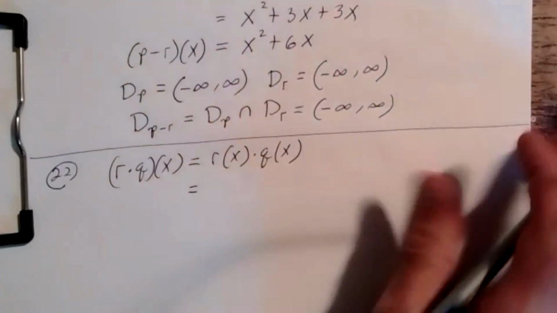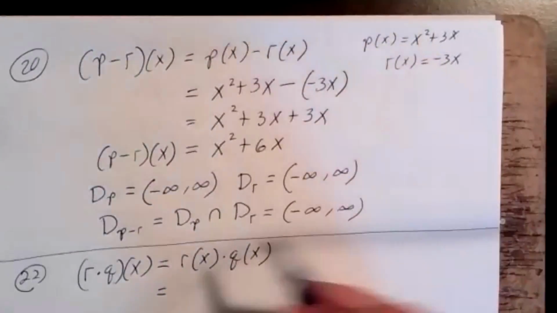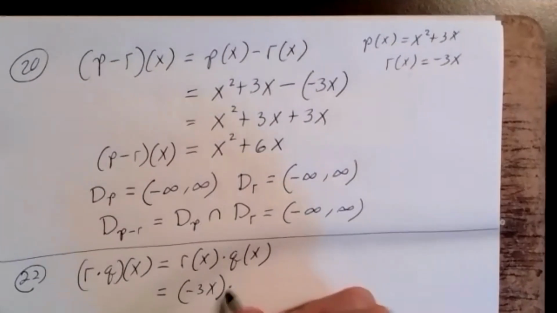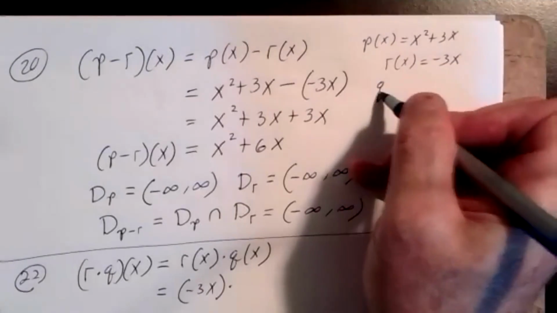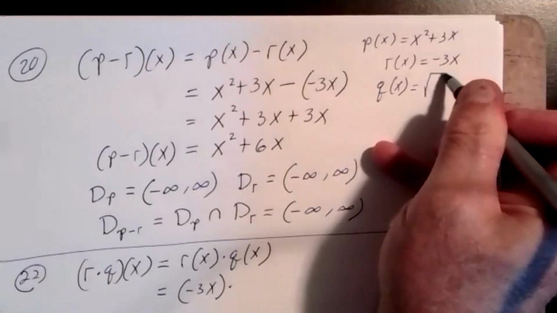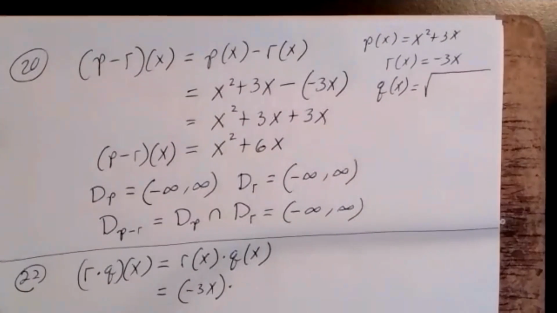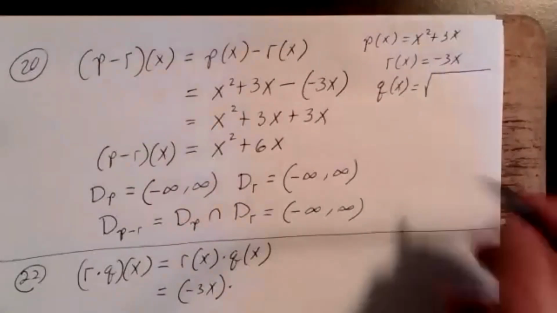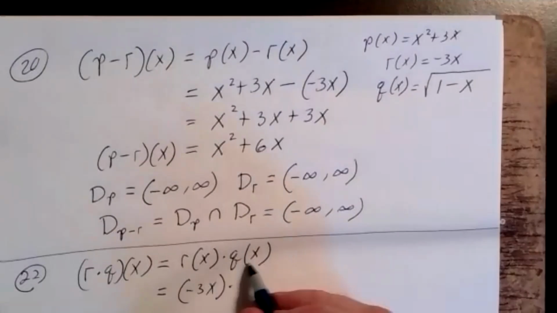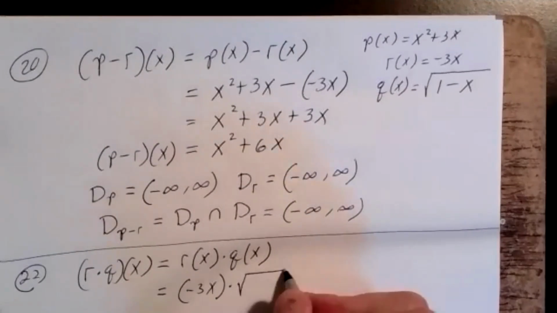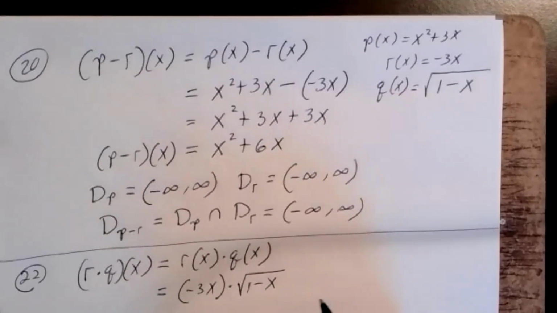But what's R of X? R of X is defined to be this linear function, negative 3x, times Q of X. But what's Q of X? Anybody got the book open to that page? Square root of 1 minus x. That's what Q of X is. So R of X times Q of X is going to be negative 3x times the square root of 1 minus x. So there you have it. That would be the brand new function called R times Q of X. It would be negative 3x times the square root of 1 minus x.